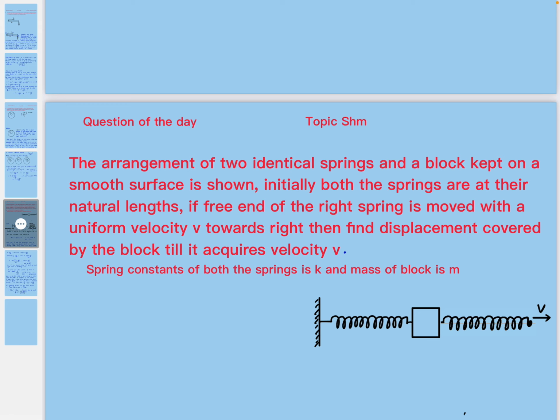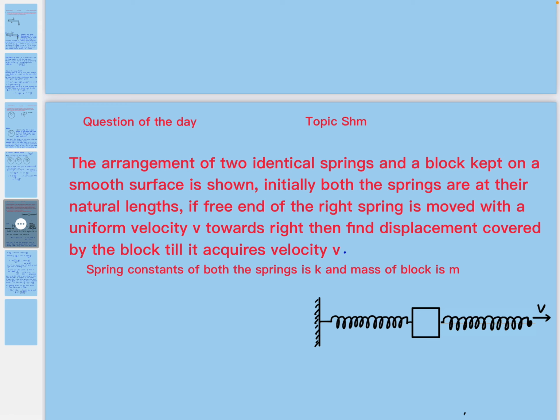The arrangement of two identical springs and a block kept on a smooth surface is shown. Initially, both the springs are at their natural lengths. If the free end of the right spring is moved with a uniform velocity v towards the right, then find the displacement covered by the block till it acquires velocity v. The spring constant of both the springs is K and the mass of the block is m.